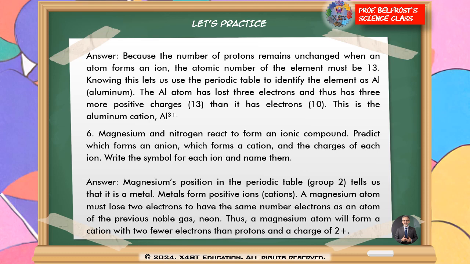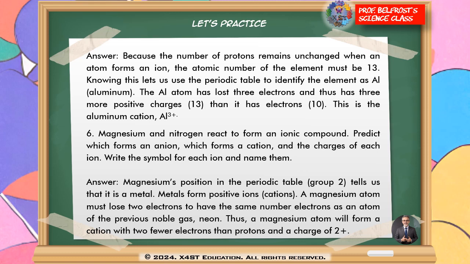Done. Number 6. Magnesium and nitrogen react to form an ionic compound. Please predict which forms an anion, which forms a cation, and the charges of each ion. Write the symbol for each ion and name them. So here's the solution.